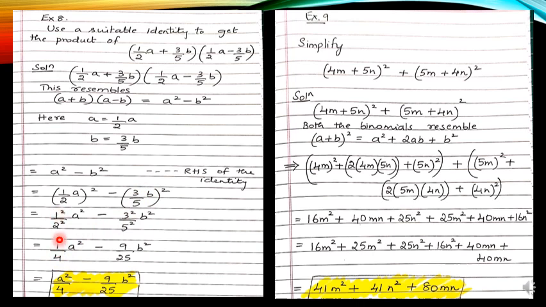Then what is 1 square? 1 square is 1, 2 square is 4, a square should be written as it is. Then minus 3 square is 9, 5 square is 25 and b square is written as it is. So this is going to be your answer. 1 into a square is a square only. So your final answer is a square by 4 minus 9 by 25b square. So remember, when the binomials are exactly same, only the signs are different, in such case, you will use a plus b into a minus b.